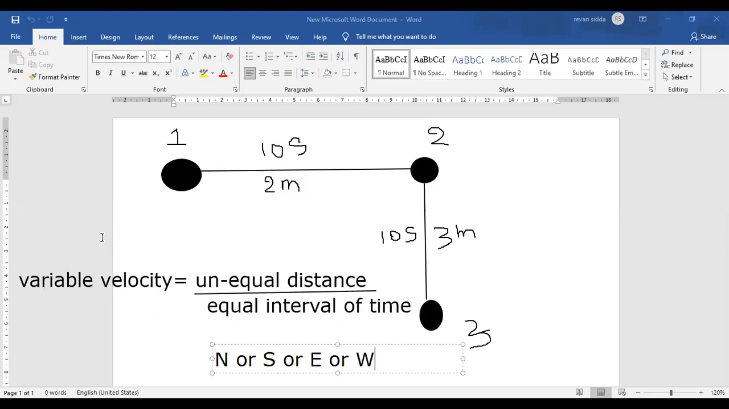And you know, velocity is a vector quantity. Remember this one: velocity is a vector quantity because it has displacement, and displacement has a particular direction. That's the reason velocity also has a particular direction. So velocity is a vector quantity, not a scalar quantity. Understood everyone about velocity, uniform velocity, variable velocity?